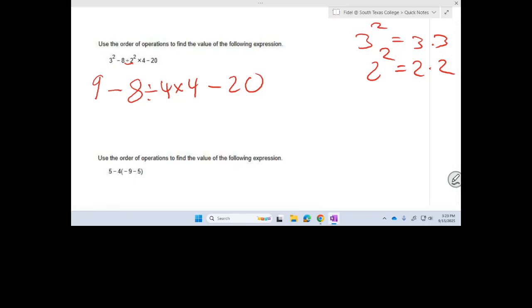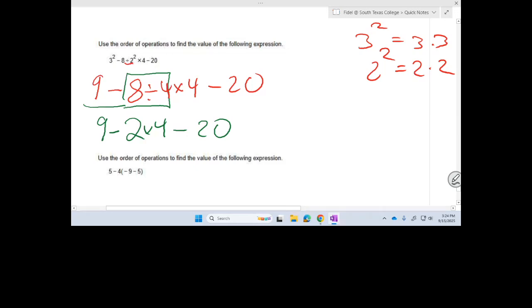Next question to you, step number 3. Do we have any multiplying or dividing? We have them both, right? Which one comes first? As you go from the left to the right, what do you see first? Do you see times first or do you see divide first? Isn't that divide? That's the first thing we see. Okay, let's write down the 9. Minus. What is 8 divided by 4? How many times 4 go into 8? 2. Good. Times 4 minus 20.